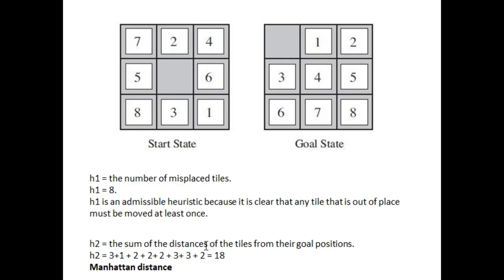So just look at this again, read this line again, that the second way to calculate the heuristic value is the sum of the distances of the tiles from their goal positions. So how can we calculate the distance? We will use the Manhattan distance. So just look at the heuristic value, that h2 mean for this initial state, for this start state, the heuristic value is 18 by using this method.